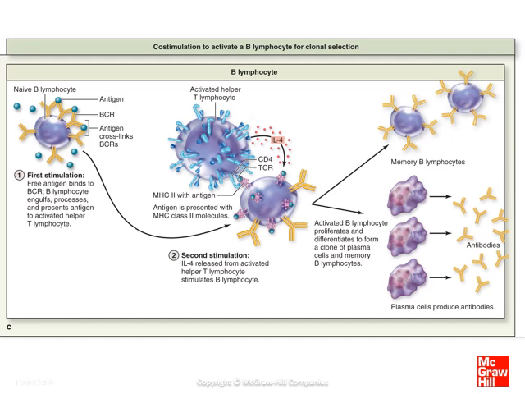So here's our B lymphocyte, naive, just hanging out, binds to an antigen. A T lymphocyte will bind to that MHC class II, release interleukin 4, which will activate it, form either memory lymphocytes or plasma cells, which are going to be releasing our antibodies.